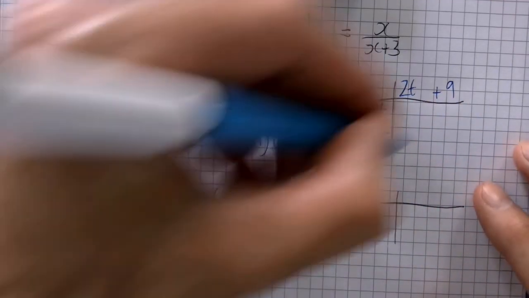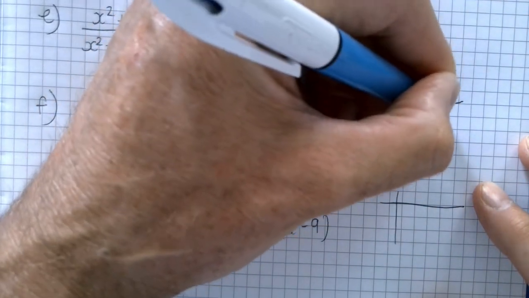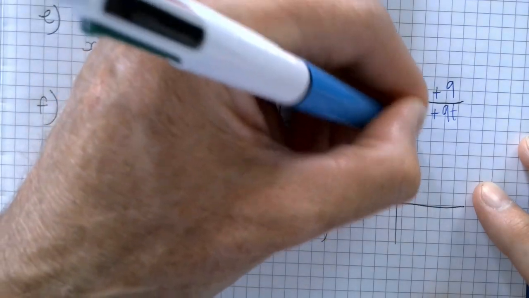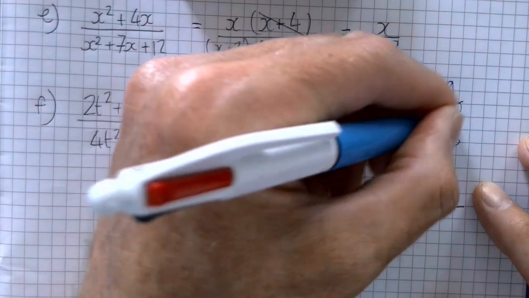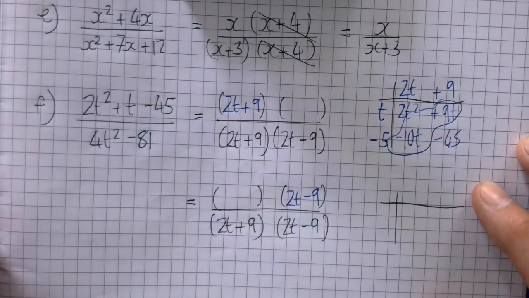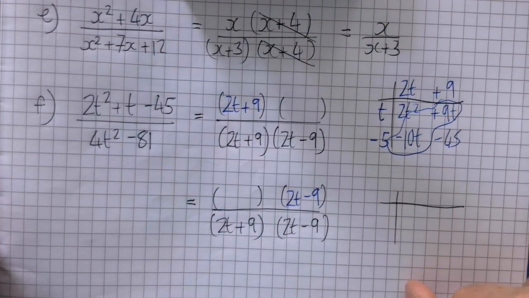Right, I'm going to grid that out. 2t squared plus 9t minus 10t minus 45. Now, when I peanut, that gives me minus 1t.